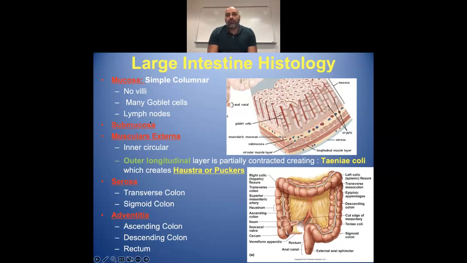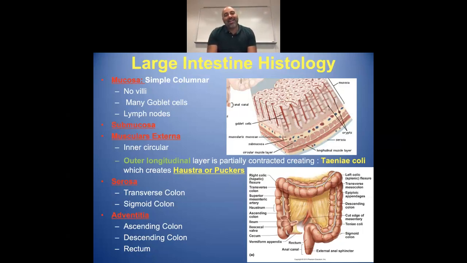Okay. Lymph nodes, that's aggregations of white blood cells. That's all that really is. Submucosa, nothing unique. Muscularis externa, we have a unique feature here. Here, the outer longitudinal layer is contracted. So we have this line passing across. That's what they're talking about, and that is the taenia coli. So the line is the taenia coli. These little areas that look segmented, those are haustra, or puckers.